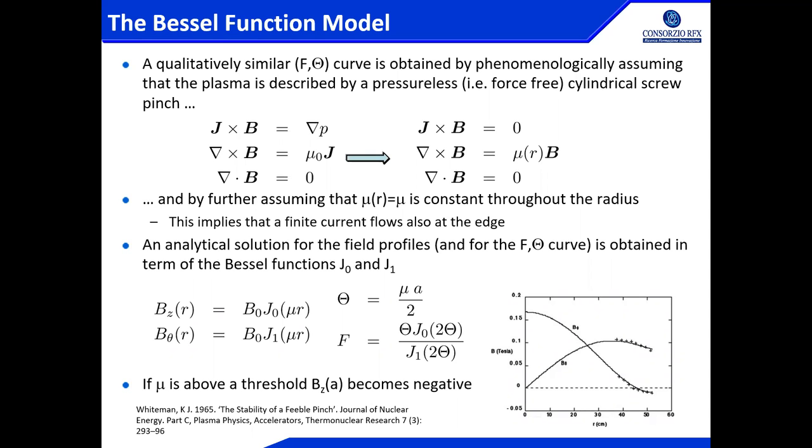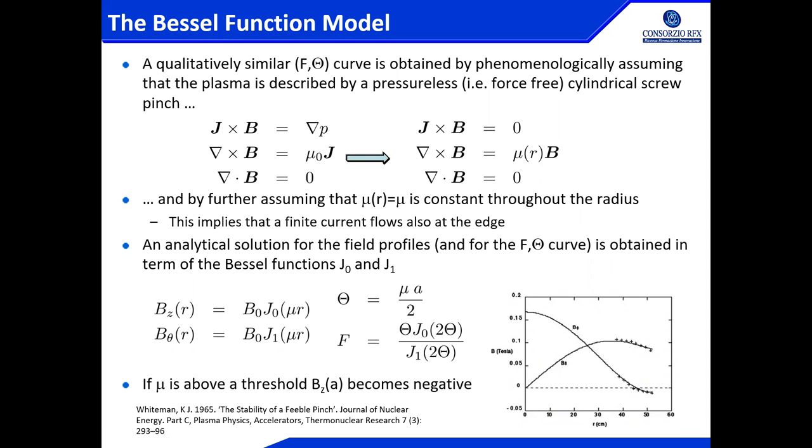But still, if you work out the details of this equation in cylindrical geometry, it turns out that it is analytical. So it is the Bessel functions, hence the name, which all depend on one parameter, which is the proportionality between the current and the toroidal field. And also in this case, if you increase this number mu above some kind of threshold, you obtain a solution which resembles the RFP. Actually, it was recognized that it was also resembling the pinch, so it dates back in the years.